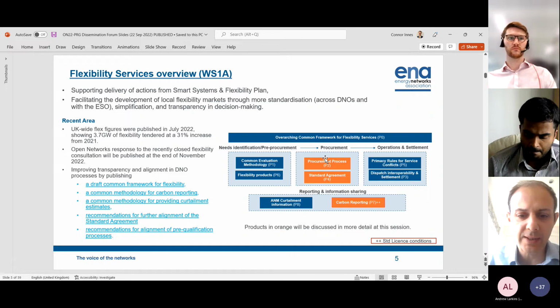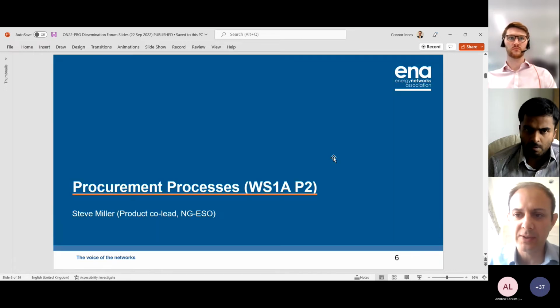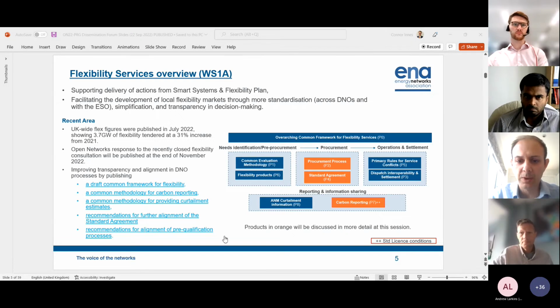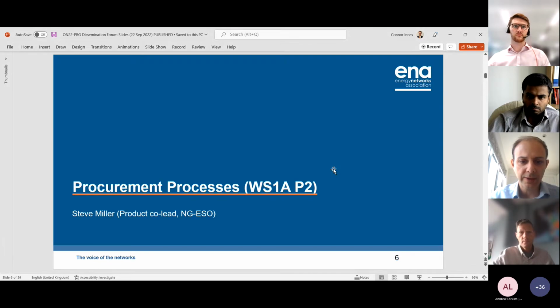So we can now start going into flexibility services, as you presented in the overview, which is one of our main work streams. So we'll now deep dive into some of the key products that we've chosen for this session. So I will hand over to Steve Miller from the Electricity System Operator, National Grid, to take us through procurement processes.